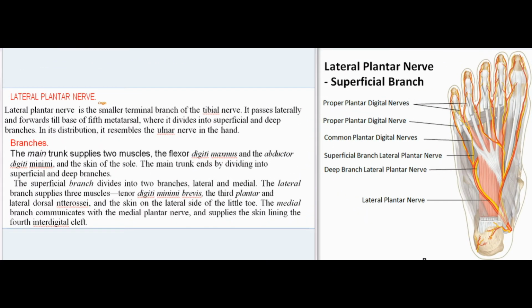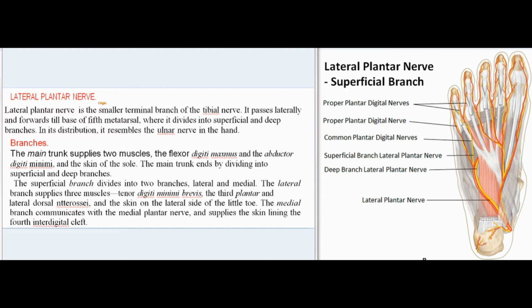Lateral plantar nerve. Lateral plantar nerve is the smaller terminal branch of the tibial nerve. It passes laterally and forwards till the base of the 5th metatarsal, where it divides into superficial and deep branches. In its distribution, it resembles the ulnar nerve in the hand. Branches. The main trunk supplies 2 muscles, the flexor digiti minimi and the abductor digiti minimi, and the skin of the sole. The main trunk ends by dividing into superficial and deep branches.